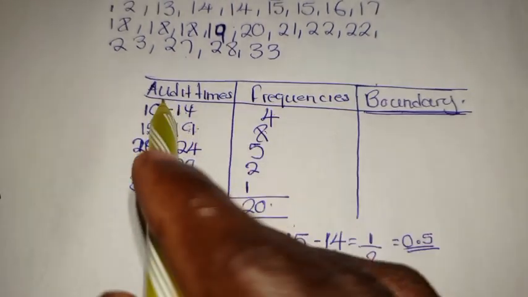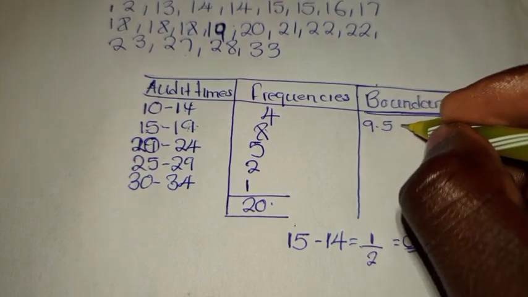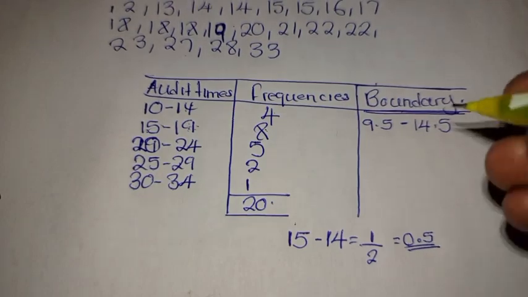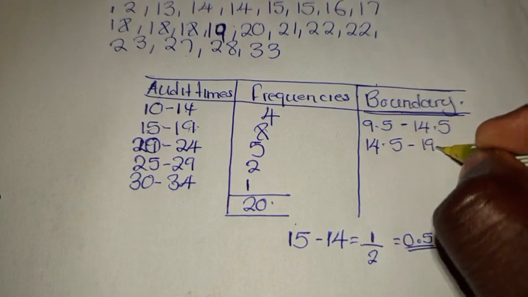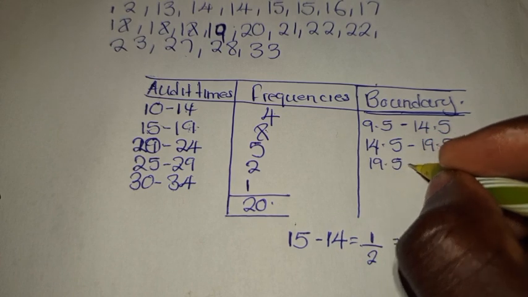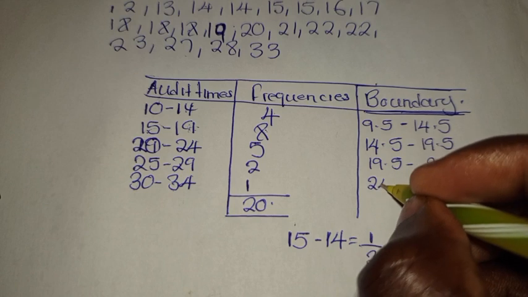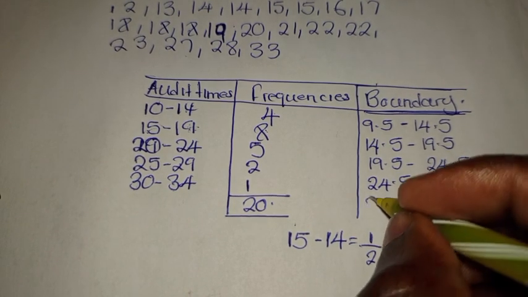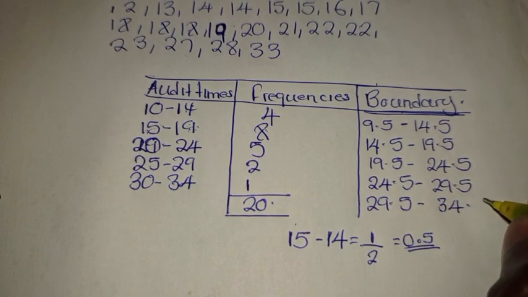So we know for sure that 10 minus 0.5 is 9.5, and 14 plus 0.5 is 14.5. Then 15 minus 0.5 is 14.5, and here it gives us 19.5. Here we will have 19.5 when we subtract, and we have 24.5. Here we have 24.5, and here we will have 29.5. Here we will have 29.5, and lastly we have 34.5.